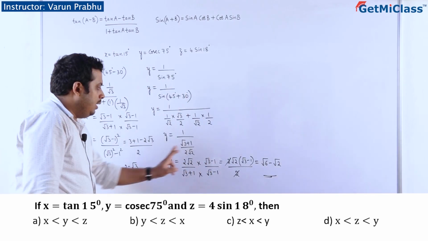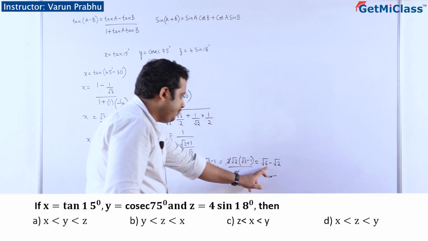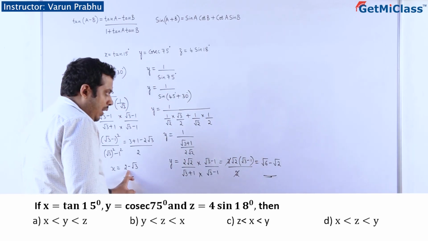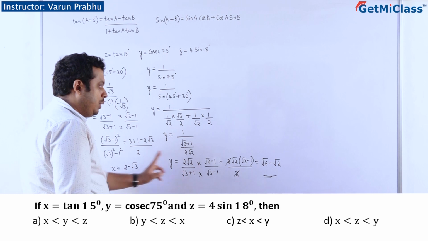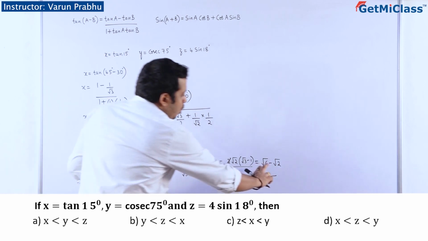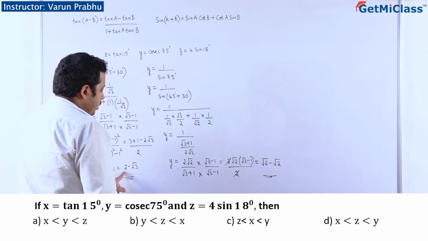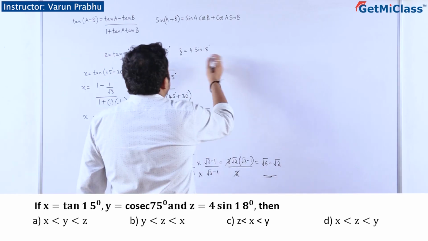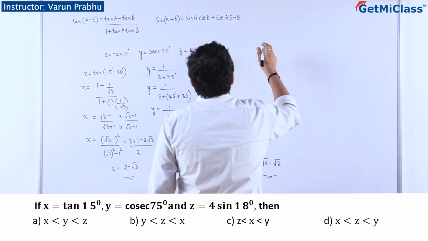So obviously, Y is greater than X, as you can clearly see. 2 can be written as root 4, here root 3. So this value is a bigger value when compared to this value. Is it right? Similarly, Z is equal to 4 sine 18.